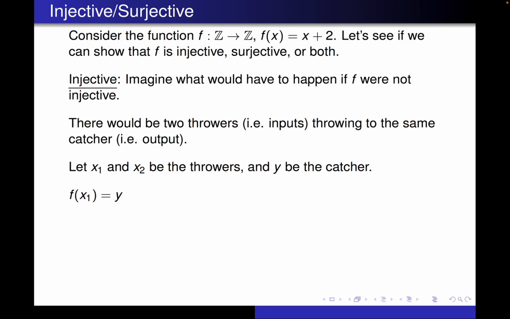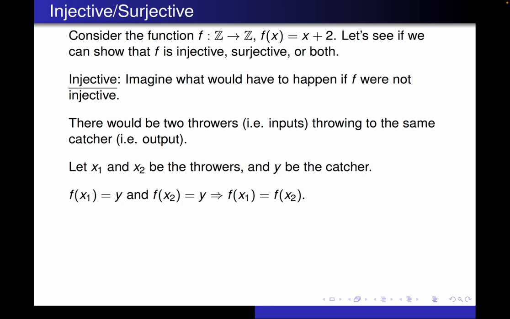So what does that mean? Well, if x1 is the thrower, y is the catcher, that means f of x1, which is the output, is equal to y, which is the catcher in this case. Same with x2. x2 is the input, y is the output, that means f of x2 is equal to y. And notice in both of those equations, both f of x1 and f of x2 are equal to the same thing, y. That means they're equal to each other. So f of x1 equals f of x2.